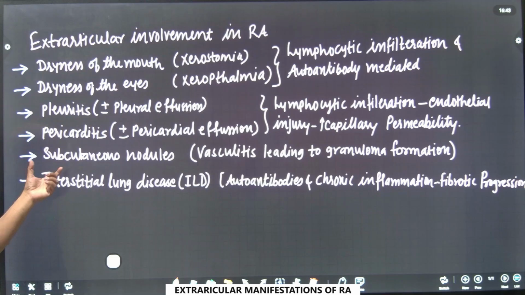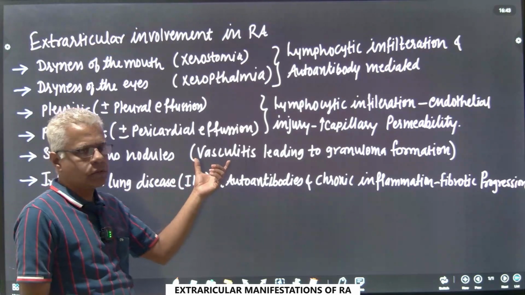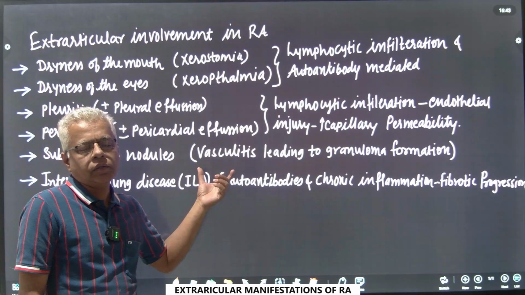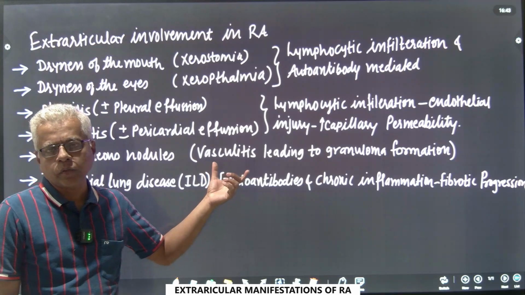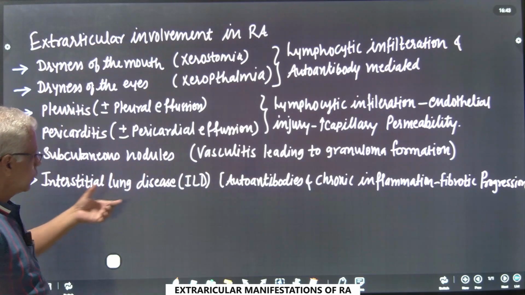Then next is subcutaneous nodules. These subcutaneous nodules we get here because of the vasculitis. This vasculitis leads to granuloma formation, and this granuloma we can feel as subcutaneous nodules.